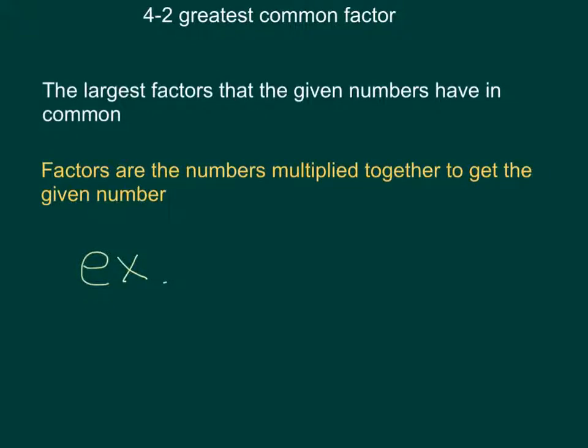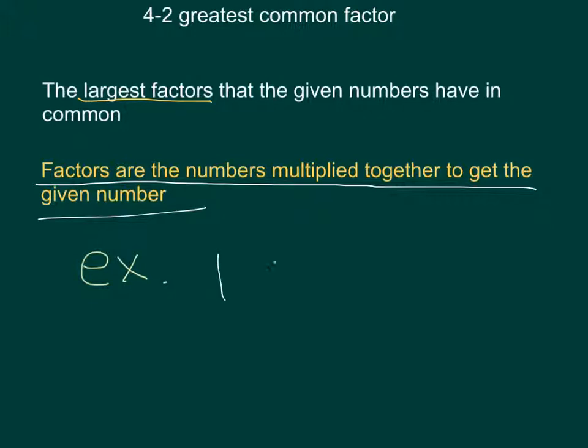Lesson 4-2, greatest common factor. A greatest common factor is the largest factor that the given numbers have in common. Factors are the numbers that are multiplied together to get the given number. So let's take a look at that first.